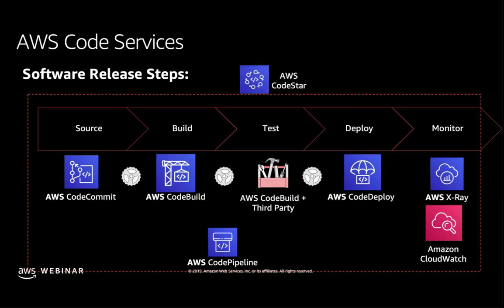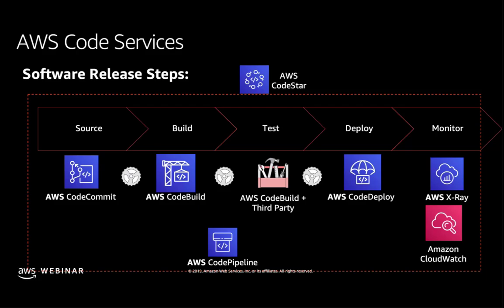And then we've got CodeStar. CodeStar is a service that allows you to quickly get started with some combination of these services. You can go into CodeStar, quickly pick a template, and then within a few minutes you'll be up and running with some combo of these services. It's a really good way to get your feet wet with the AWS Code suite.